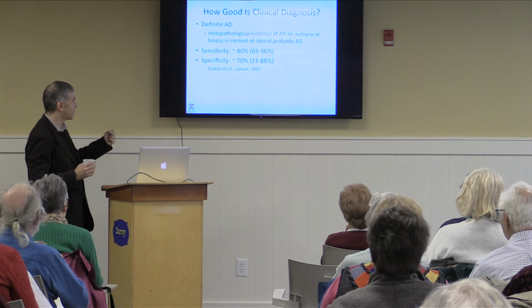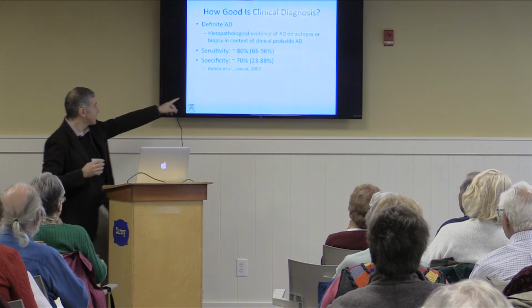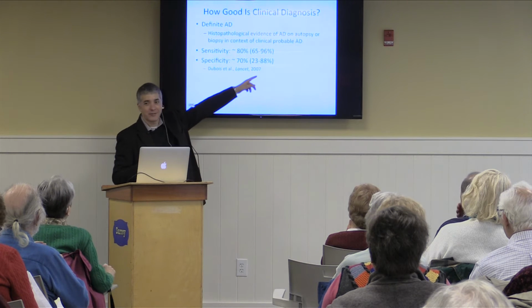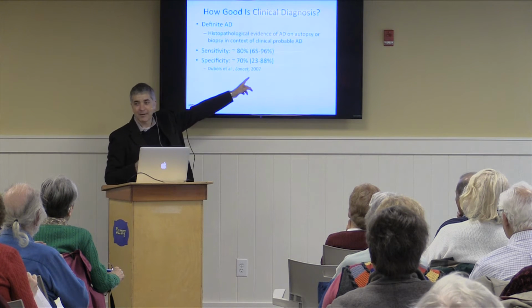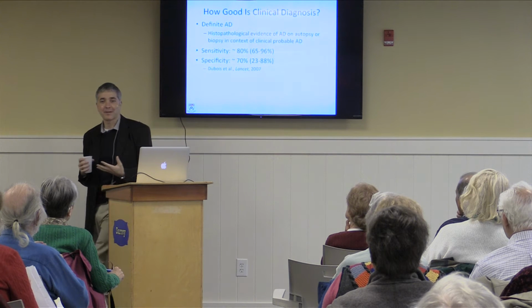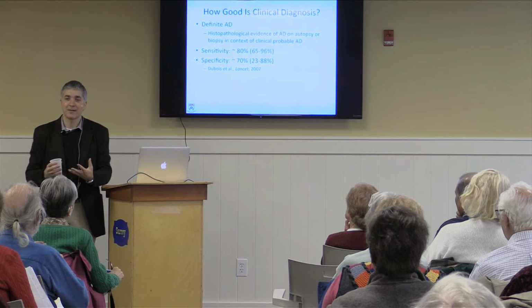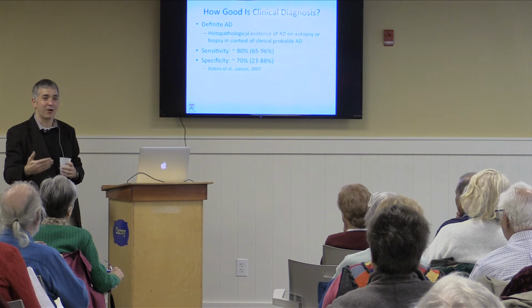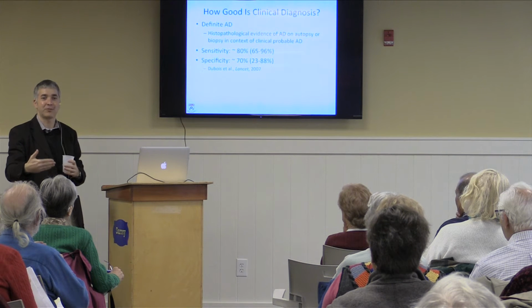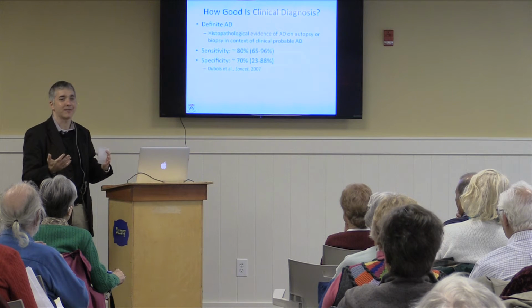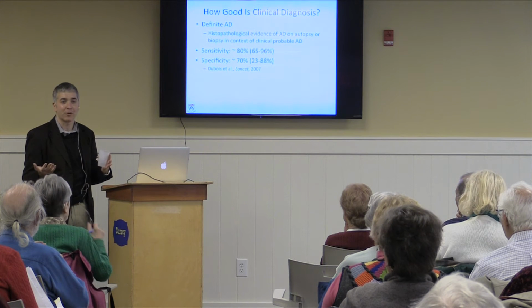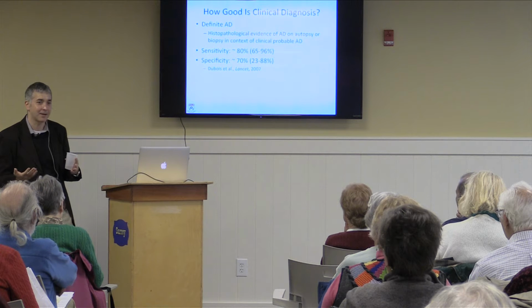And actually, if you look at studies, and that's what these parentheses show, the range is incredible. In some studies your specificity is only 23% of the time, meaning that 77% of people that don't have Alzheimer's disease, you say they have Alzheimer's disease. And so our accuracy is somewhere in the range of about 75% of the time. So three-quarters of the time, we're right about the diagnosis.